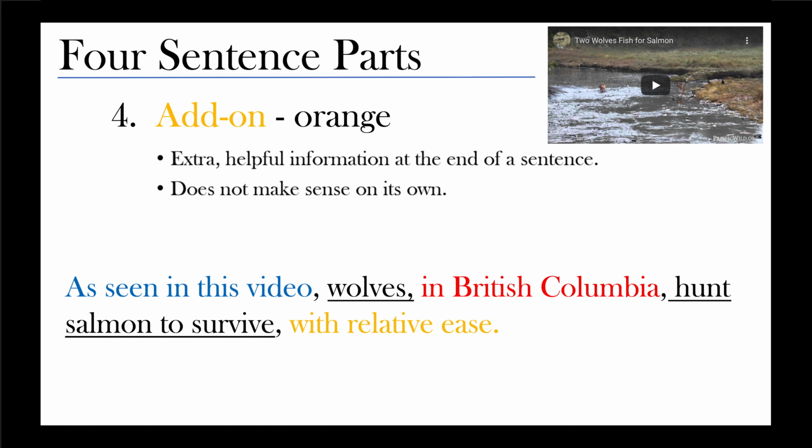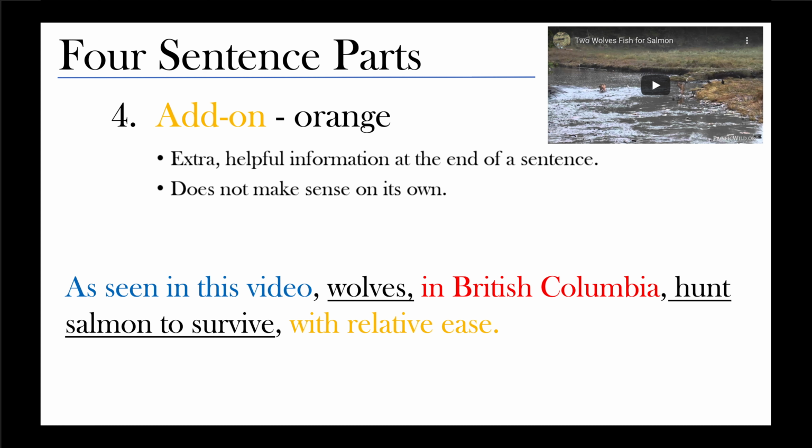And so I would be careful about that. I don't think I would create sentences very often with all 4 parts. I might remove some of these parts. Like maybe I won't say the interruption, but I'll keep the intro and the add-on. As seen in this video, wolves hunt salmon to survive with relative ease. So I can play around and get artistic with how I create sentences, and these colors and underlining kind of helps that happen.